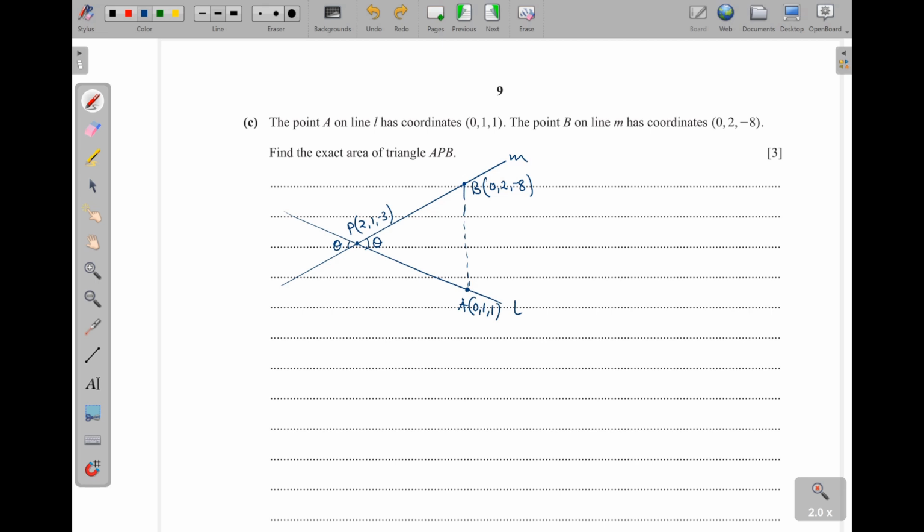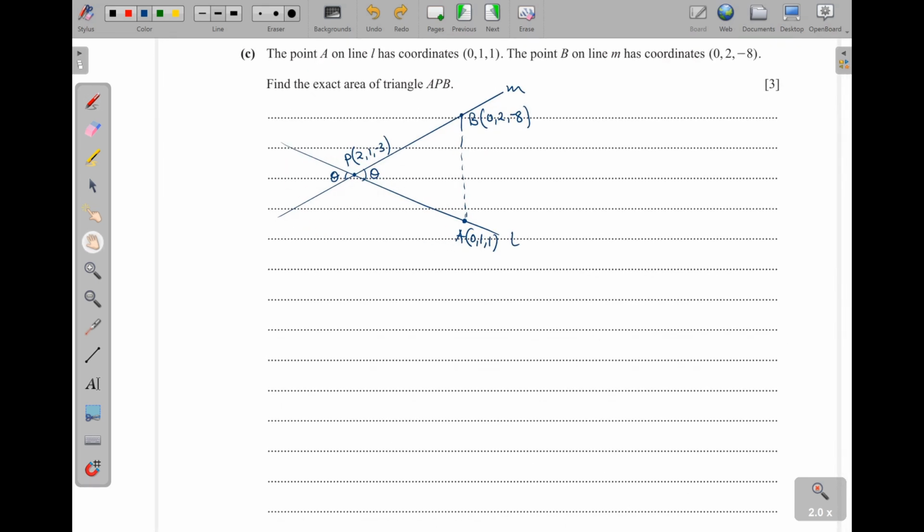All right. Now, for the area of any triangle, so long as we know two lengths and the angle in between, then we can get the area of the triangle. So we need to find the length of this one here, the length of this one here, and the angle. We can also get sine of that angle. So what is PB?